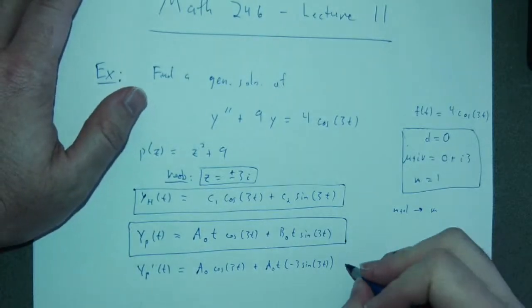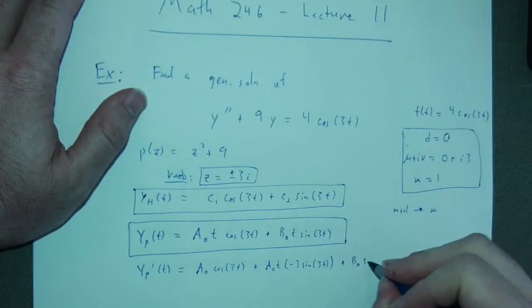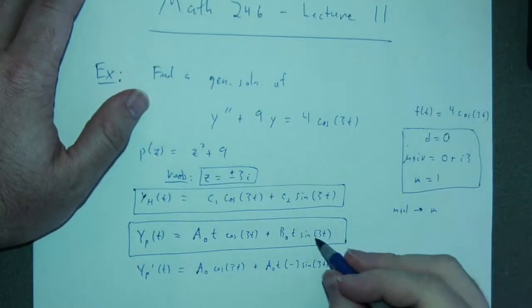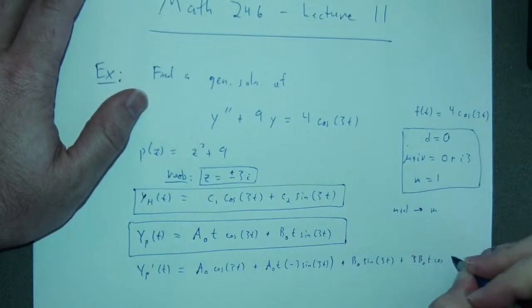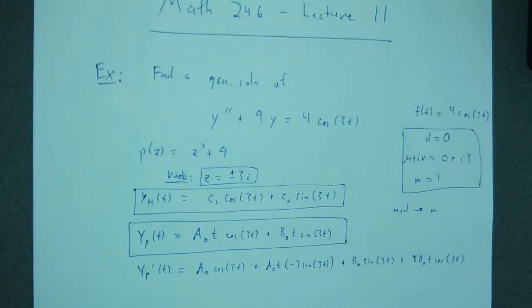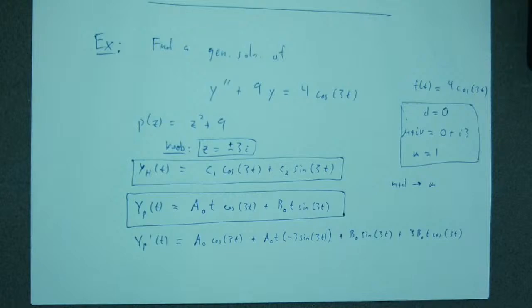Right, plus b naught sine of 3t plus 3 b naught t cosine of 3t. Okay, so that's using product rule. So from this one I get these two terms, from the second term I get these two terms.